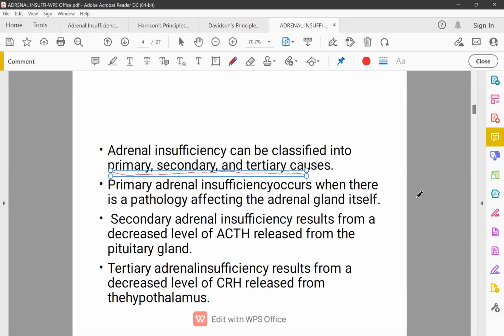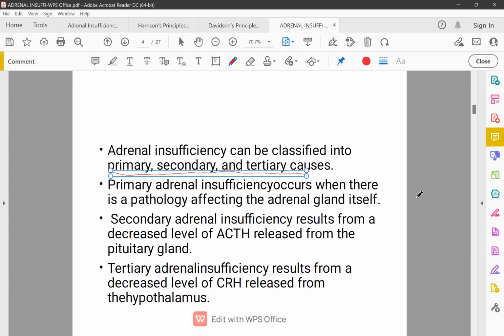Now, this is very important for you to know. Commonest is the secondary adrenal insufficiency, not the primary. Primary means the adrenal gland is at fault. Secondary means the pituitary is at fault and is not giving enough of the trophic hormone, which is the ACTH. And tertiary means the hypothalamus is not secreting the releasing hormone, that is the CRH.